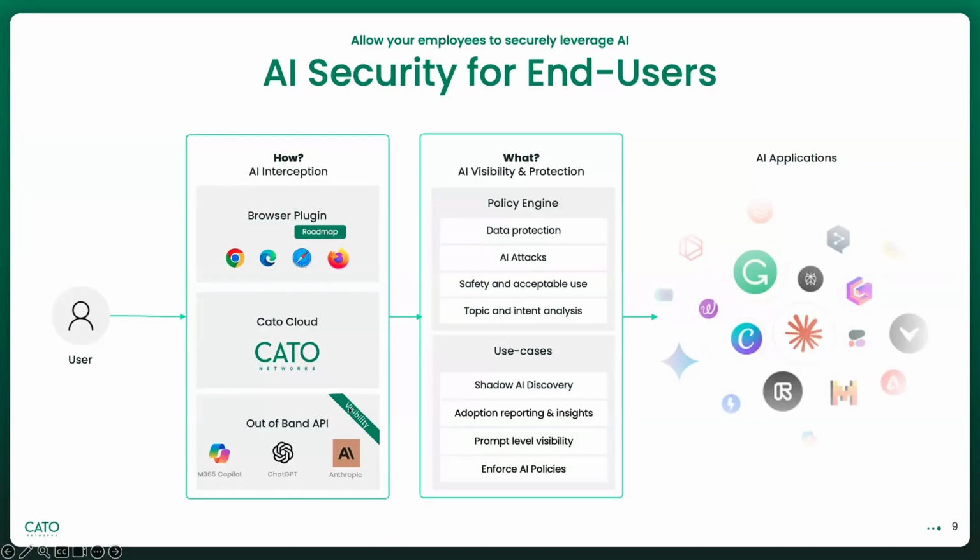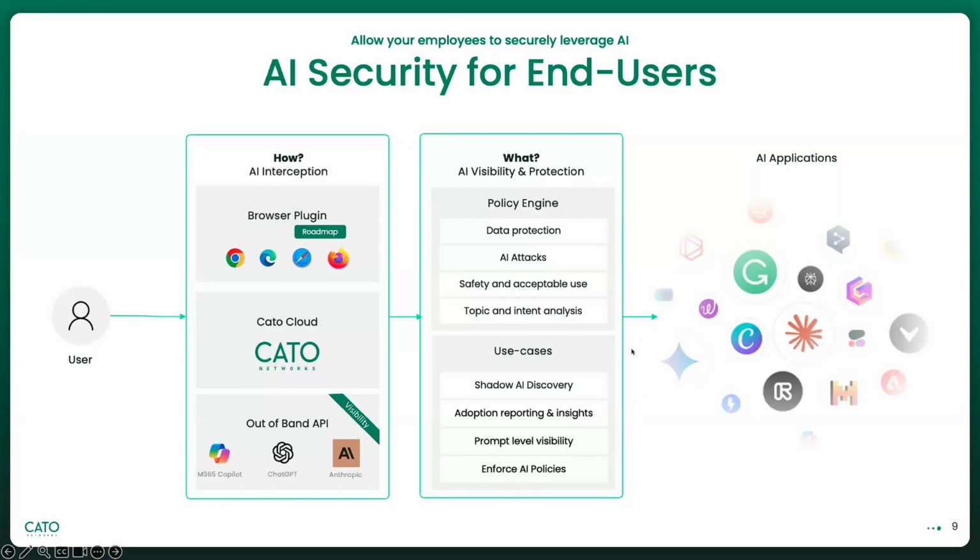Lastly, we also have the out-of-band API. This one is a visibility-only solution, meaning it helps us to monitor and understand the usage. It doesn't allow active enforcement like blocking or redacting sensitive data, but it's a great way to get additional visibility. And this one is done via API configuration, super simple and relevant for Copilot, ChatGPT, and Anthropic's Claude. So this is how we unwrap.